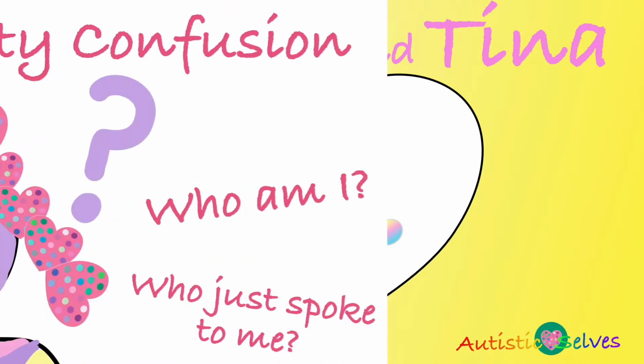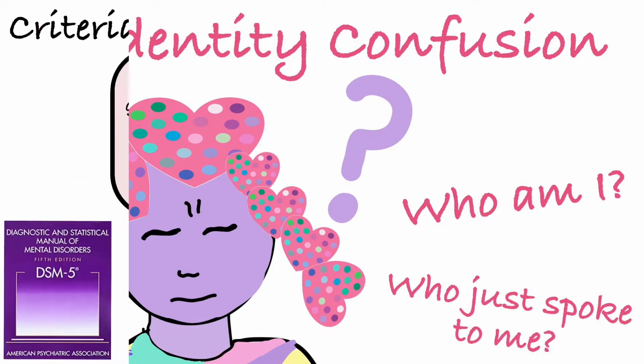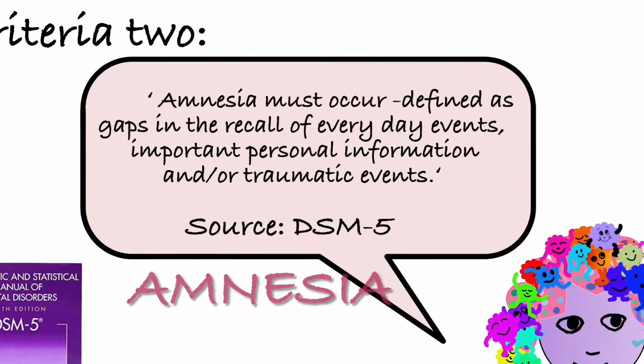We also experience identity confusion. We are often confused about who we are and are aware of other identities within us but don't always know exactly who they are. The second criteria in the DSM-5 is that amnesia must occur.